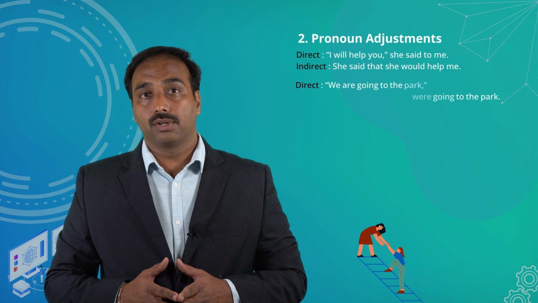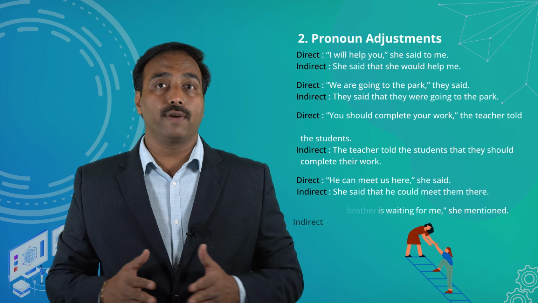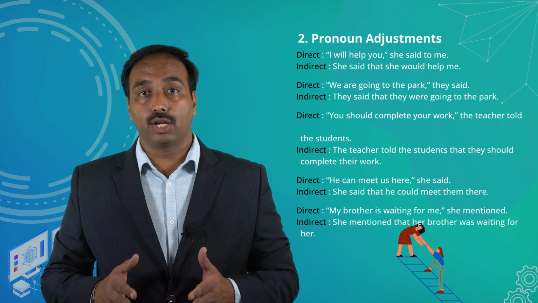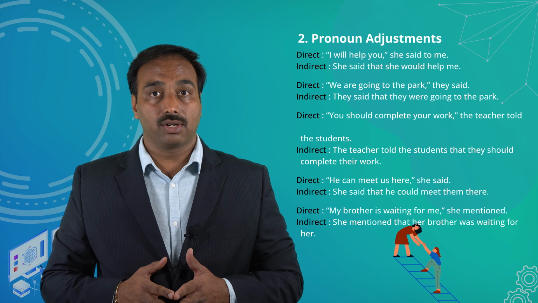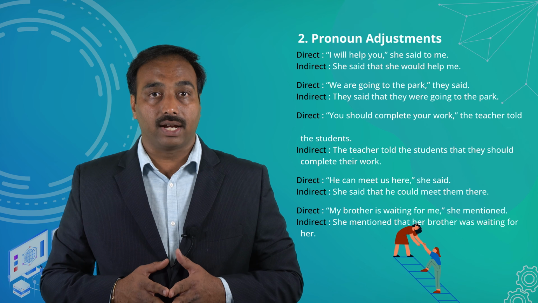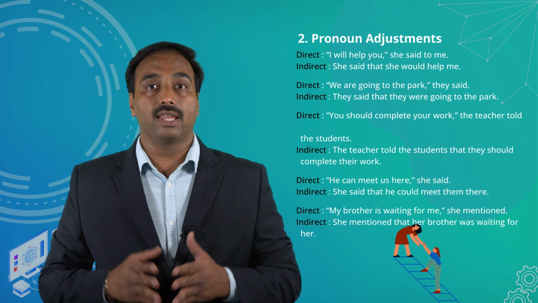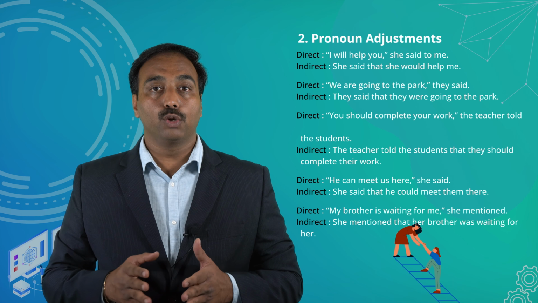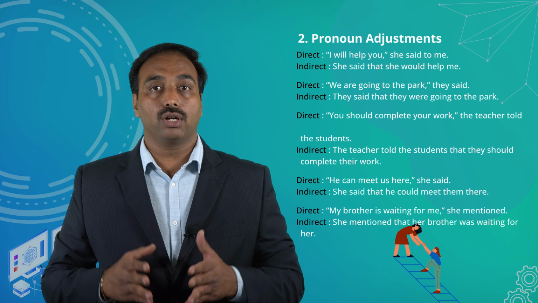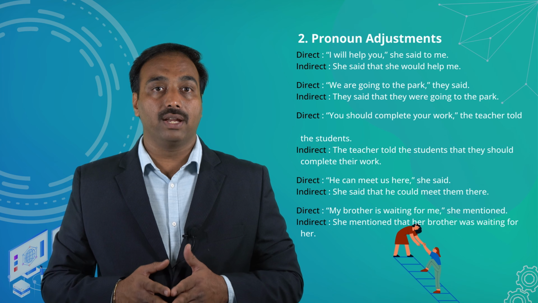Pronoun adjustments. Pronouns in direct speech are modified to align with the perspective of the reporter. "I will help you," she said to me. This is direct speech. She said that she would help me. "We are going to the park," they said. They said that they were going to the park. "You should complete your work," the teacher told the students. The teacher told the students that they should complete their work.